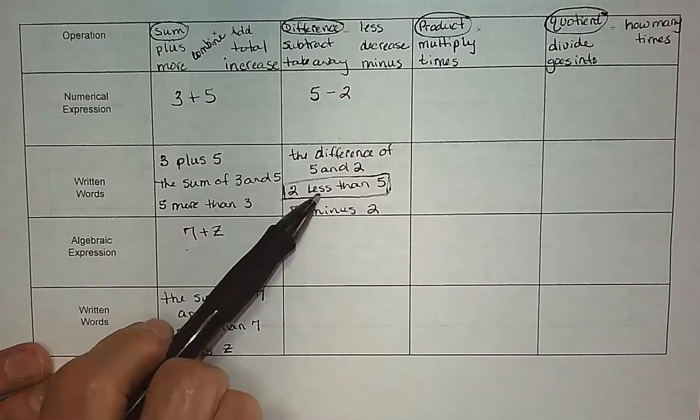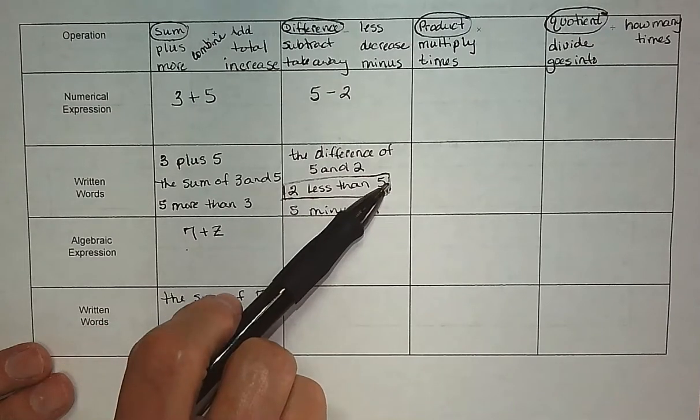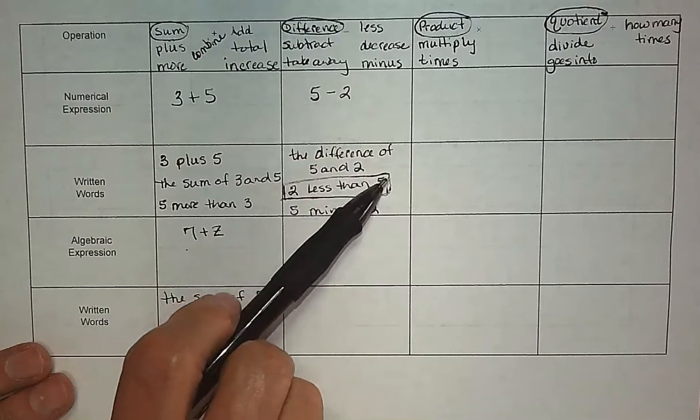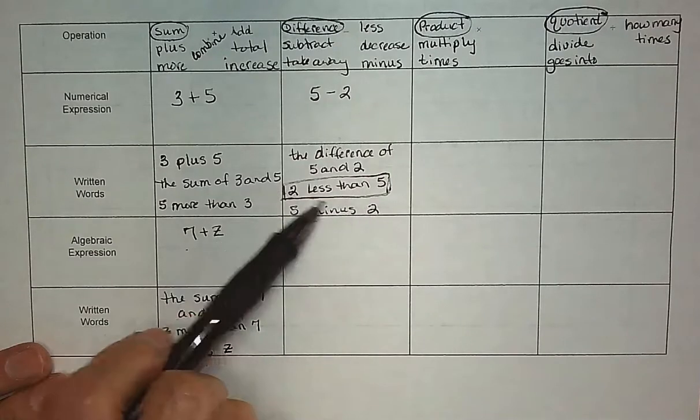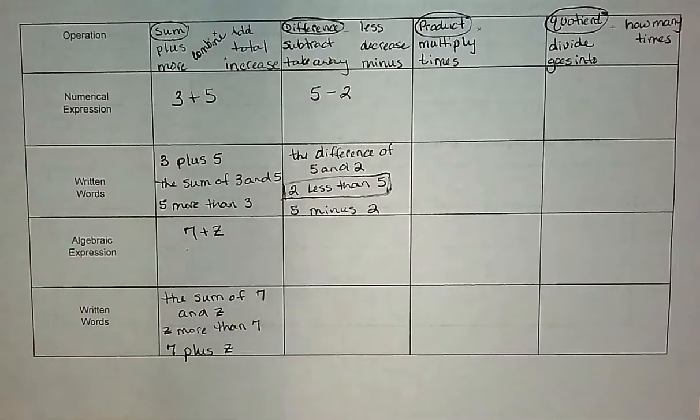So it's 2 less than something. What's it less than? It's less than 5. That means the 5 comes first, then we're subtracting 2. So it's kind of backwards. And then 5 minus 2.